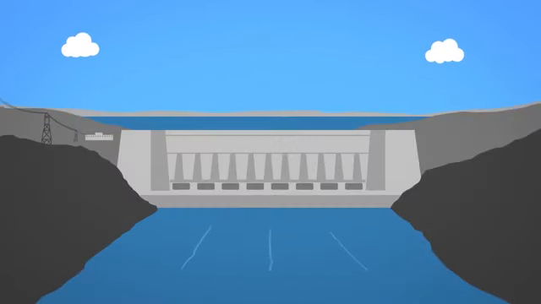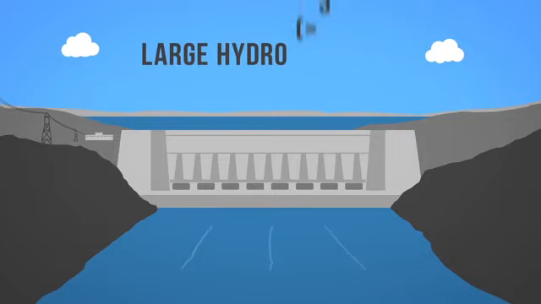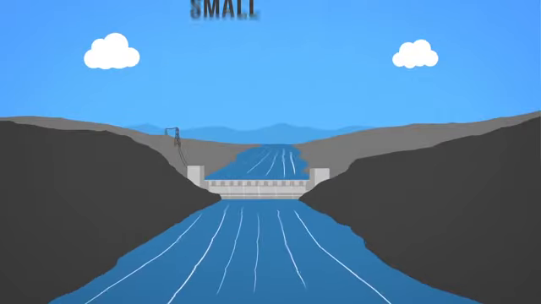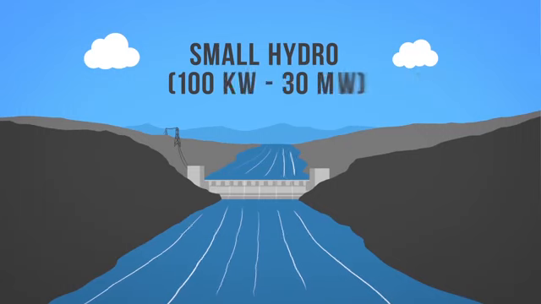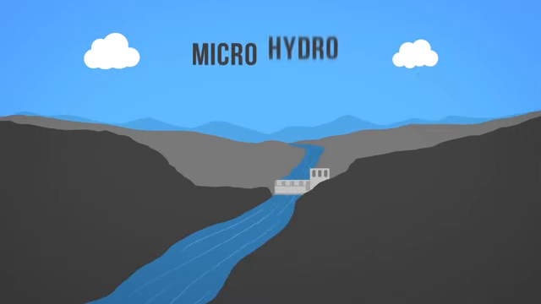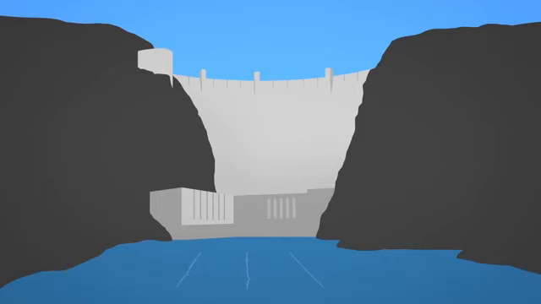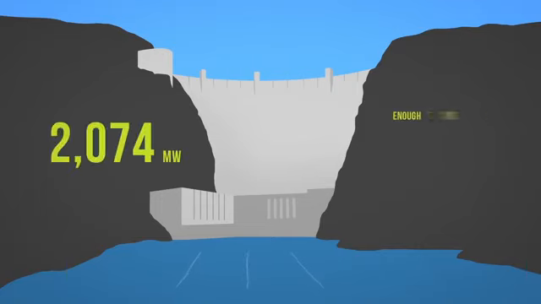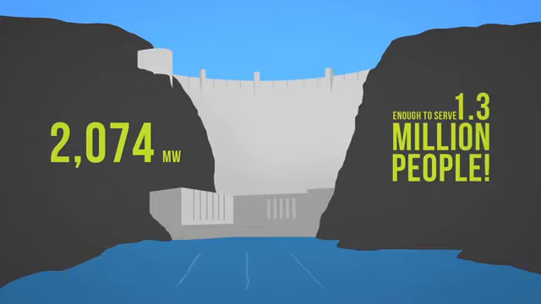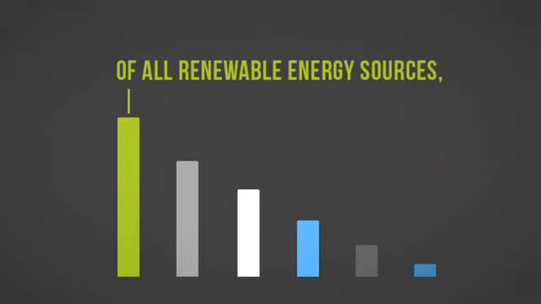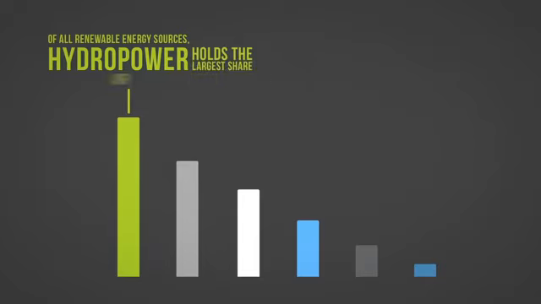There are various sizes of hydro plants that produce electricity: large hydro, greater than 30 megawatts; small hydro, 100 kilowatts to 30 megawatts; and micro hydro, less than 100 kilowatts. The Hoover Dam in the United States is a whopping 2,074 megawatts, which is enough to serve 1.3 million people. Of all renewable energy sources, hydropower holds the largest share of worldwide electricity production.